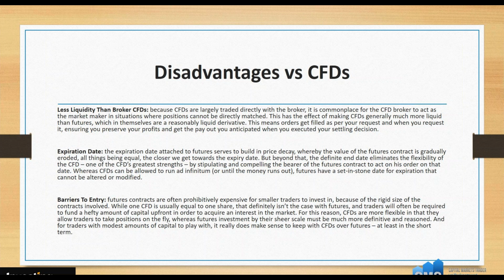Expiration date. The expiration date attached to futures serves to build in price decay, whereby the value of futures contracts is gradually eroded, all things being equal, the closer we get towards the expiry date. But beyond that, the definite end date eliminates the flexibility of the CFD, one of the CFD's greatest strengths, by stipulating and compelling the bearer of the futures contract to act on his order on that date, whereas CFDs can be allowed to run indefinitely.